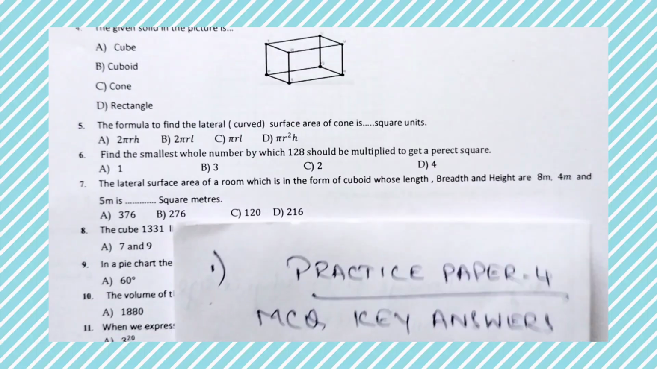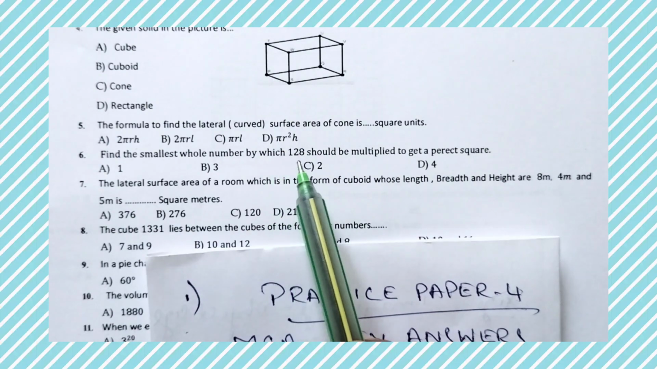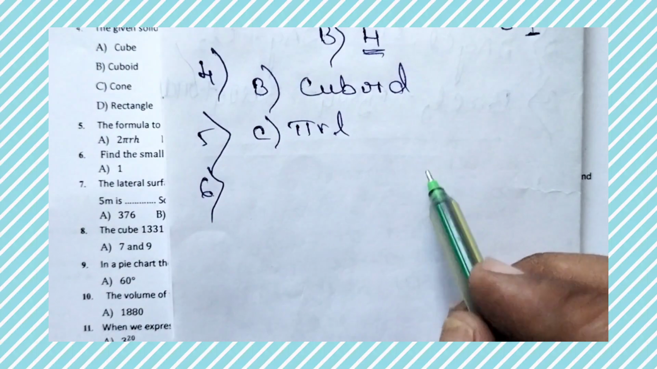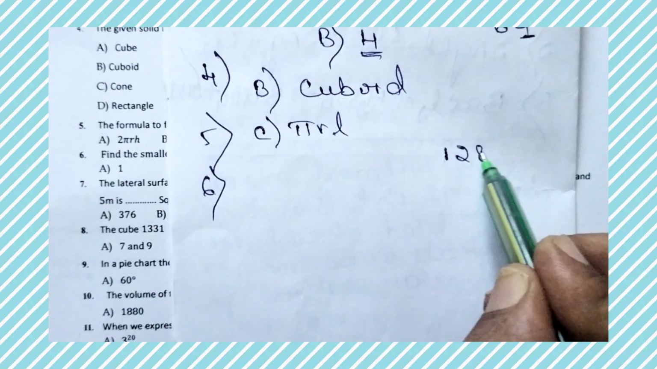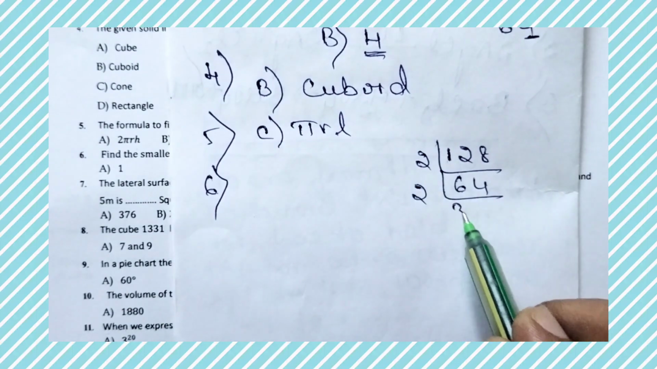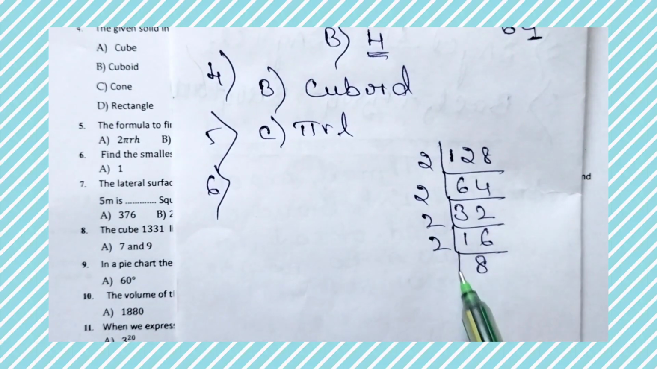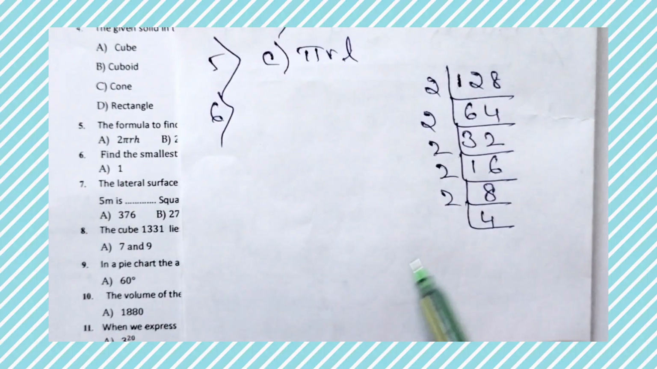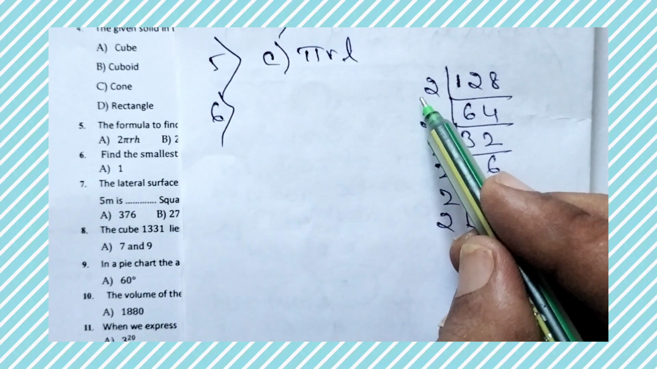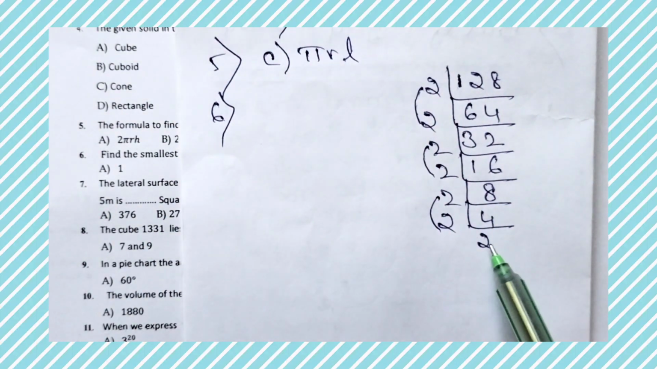Now let us move to the sixth question. Find the smallest whole number by which 128 should be multiplied to get a perfect square. So for 128, what do you have to multiply to make it a perfect square? Divide 128: 2 sixes are 12, 2 fours are 8, 2 threes are 6, 2 twos are 4, 2 ones are 2, and so on. To get a square, make these two one group, these two one group, these two one group. So what is remaining here?